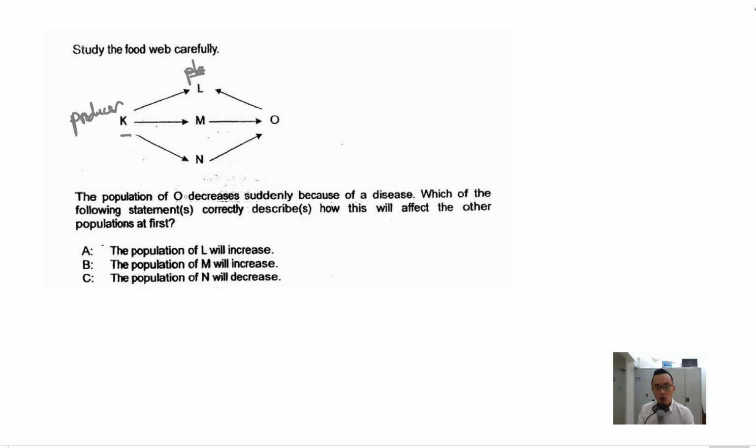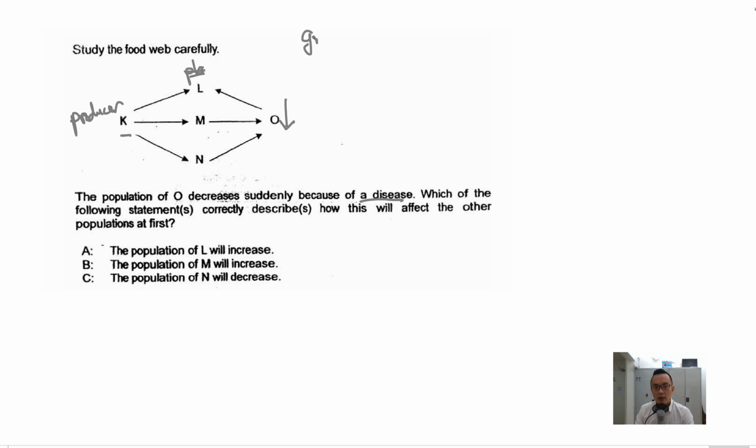So the population of O decreases suddenly because of a disease. Let me just write this properly. So the population of O decreases. Which of the following statements correctly describes how this will affect the other populations at first?